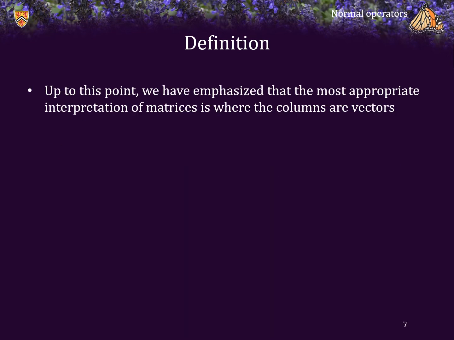Now, up until this point, we have emphasized that the most appropriate interpretation of a matrix is to see it as being a collection of vectors where each column is a vector. Thus, very often we have written an m by n matrix as a collection of n column vectors, each column vector being an m-dimensional vector.